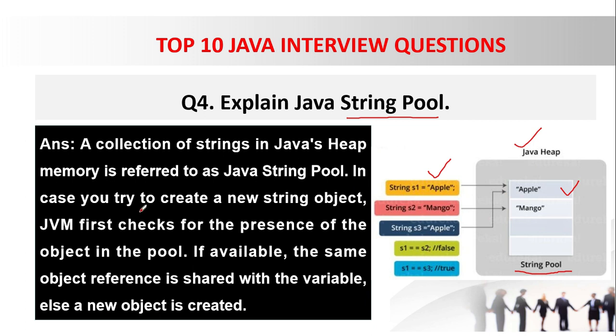In case you try to create a new string object, the JVM first checks for the presence of the object in the pool. Here we are trying to create s3, so the JVM checks whether it is there in the string pool or not. If it is available, the object reference is shared with the variable, else a new object is created. Since we already have the apple value, no new object will be created, the existing one will be used. And here you can see we have mango, which does not already exist, so it will create a new object for mango. So that is the string pool and how strings are stored in Java heap memory.